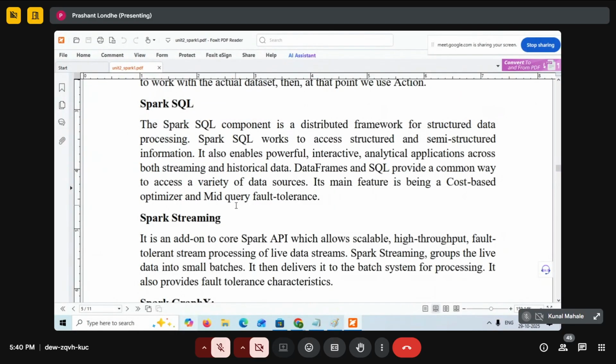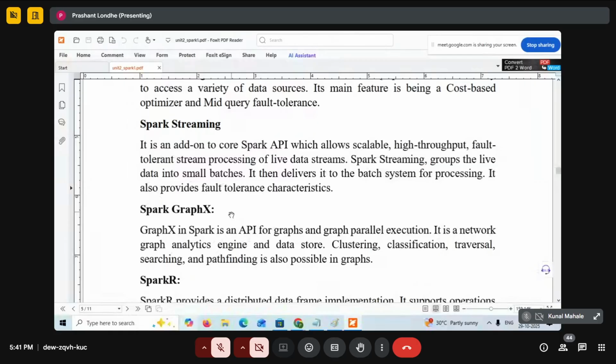Second is Spark SQL. It has limited functionality because mainly you require structured and semi-structured information if you want to go through Spark SQL. It has all the properties of SQL. Therefore, we call it powerful, interactive, and many things over there. It is very useful for streaming and historical data. But the main part is that whatever data you want to take as input will be in structured or semi-structured form. The streaming part we have done just now.